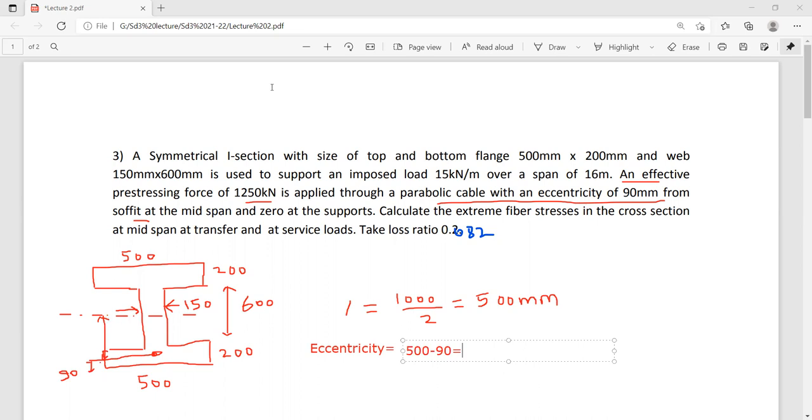See here, the neutral axis from the bottom side is 500 mm. Eccentricity means from the neutral axis to the center of this cable wire. That is eccentricity. So eccentricity is equal to 500 minus 90, and you will get the eccentricity. So how much is this? Tell me.